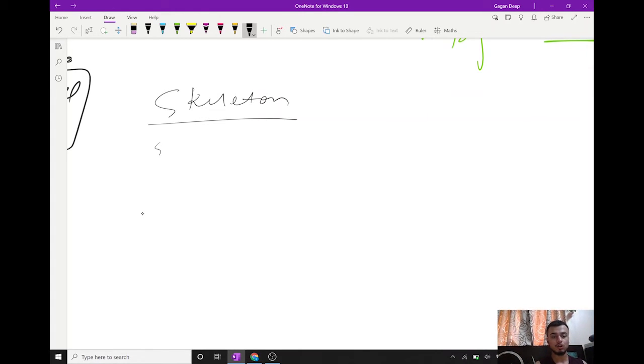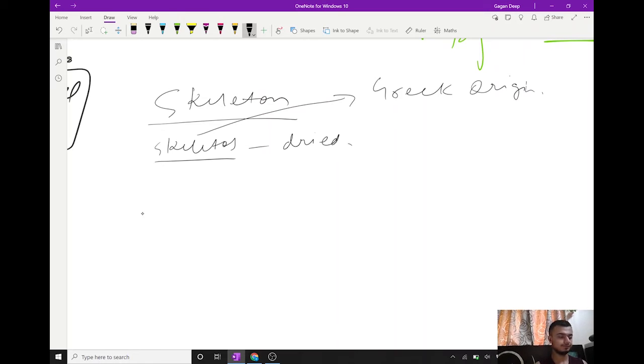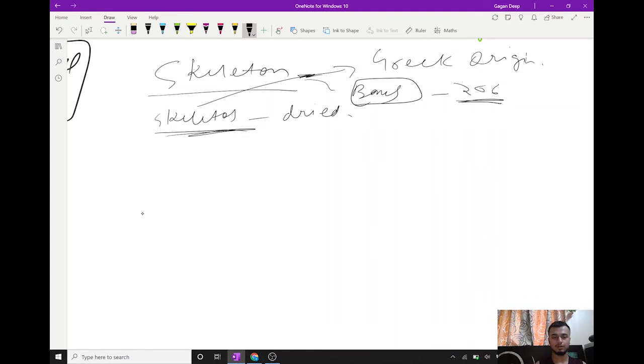It is the skeletos, which means dried. It is a word of Greek origin. What is the skeleton? It is a complex, or a combination, of bones in our body. Needless to say, we have 206 bones inside the body.